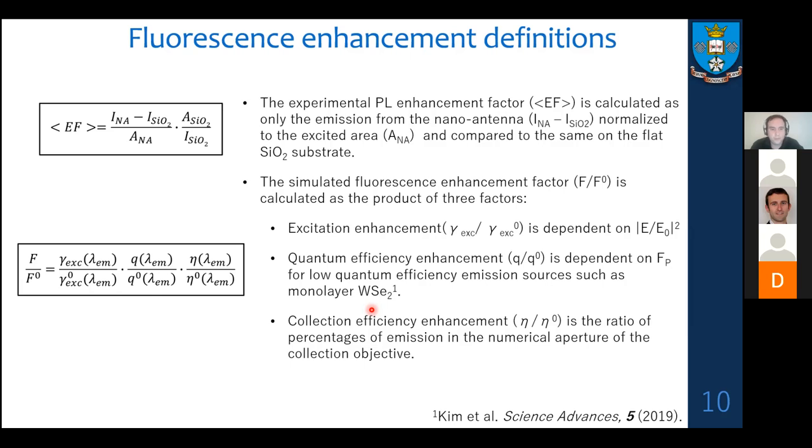And then we can also define this through simulations or theory to be dependent on three factors. The first is the excitation enhancement, which is a measure of how well the material will absorb due to an increase in electric field intensity in the vicinity of the monolayer. The quantum efficiency enhancement, which depends mostly on the Purcell factor for a low quantum efficiency source, as tungsten diselenide has been proven to be. And the last is the collection efficiency enhancement, which is a measure of how well the underlying structures will enhance the emission within the collection objective, so within our setup.